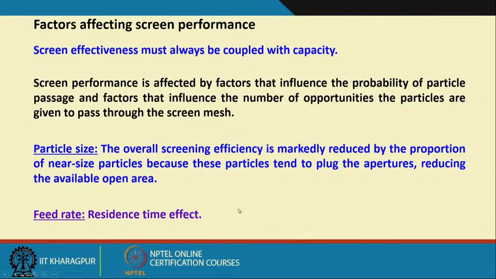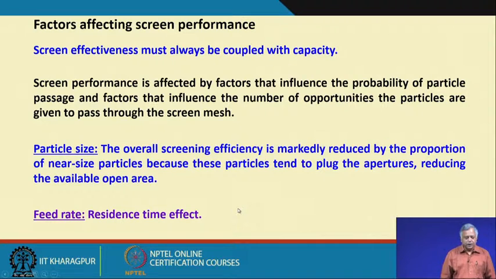Feed rate, which we have already discussed in depth, relates to overcrowding and the residence time effect, that is, how much time you are giving and what bed depth you are creating. If you are feeding at a very high rate, some of the particles at different layers may not have any opportunity to interact with the aperture to finally decide which stream they should report to.